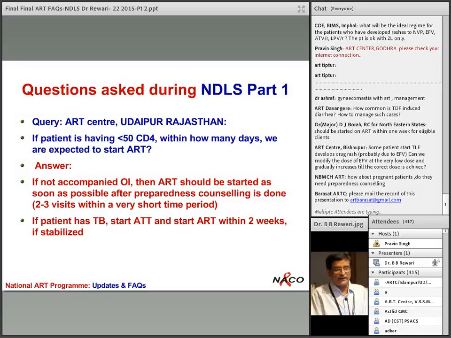How about pregnant patients? Do they require preparedness counseling? No, they do require preparedness counseling, but ART should not be withheld for preparedness counseling. Their preparedness counseling has to be quick, on the same visit, initiation on the same visit, and a continued preparedness counseling while on ART and adherence counseling.